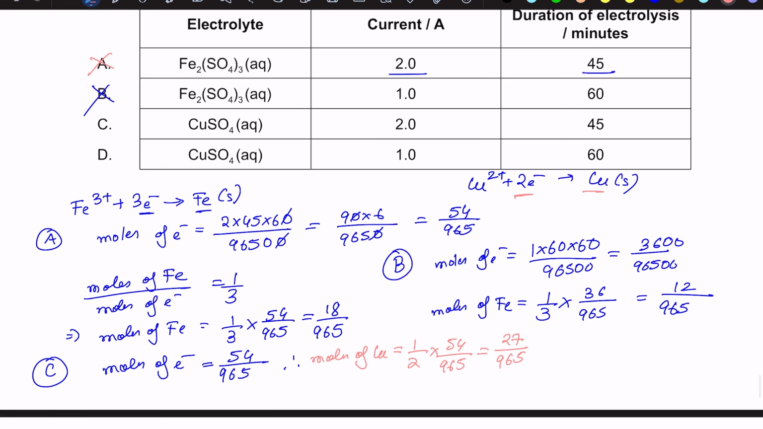Now quickly we'll do option D. In option D, current is 1 and duration is 60 minutes. So moles of electrons will be the same as for option B, which gives you 12 by 965. Moles of Cu will be, the ratio is 1 by 2, so half times 36 by 965. Not 12, this will be 36 by 965. So it should give you 18 over 965, which is also smaller than option C. So hence option C is the right answer.